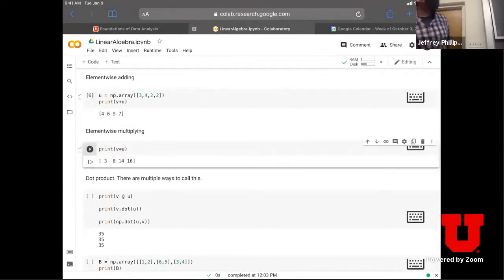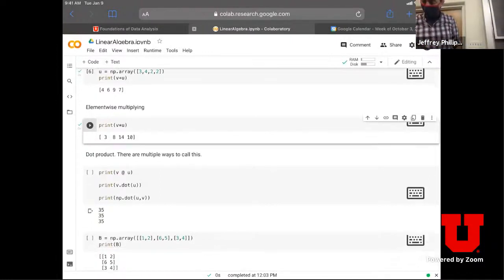This is element-wise multiplying. If I do a star, which is sometimes a product symbol, I don't get a dot product or something. Here, I multiply the entries element-wise together. Okay, so that is not the dot product.